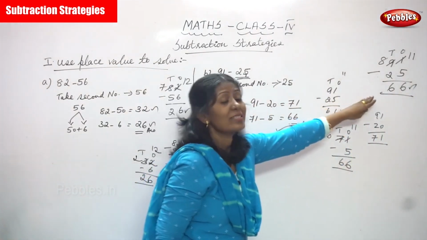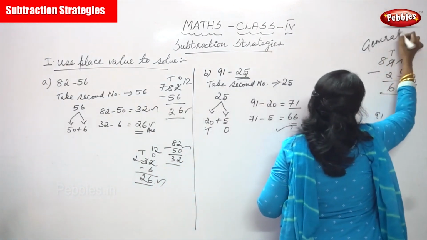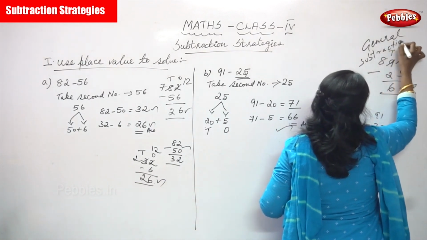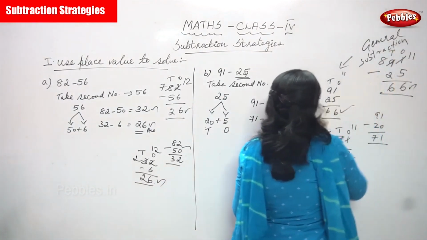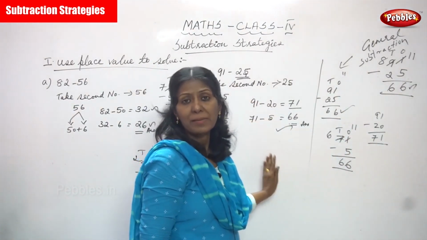So this is the general subtraction method. But this is the subtraction strategy, where we are using the place value method.